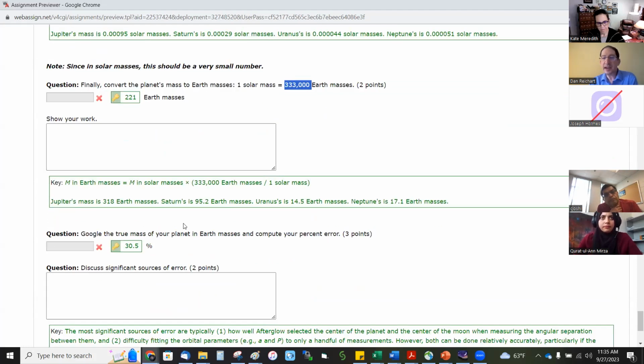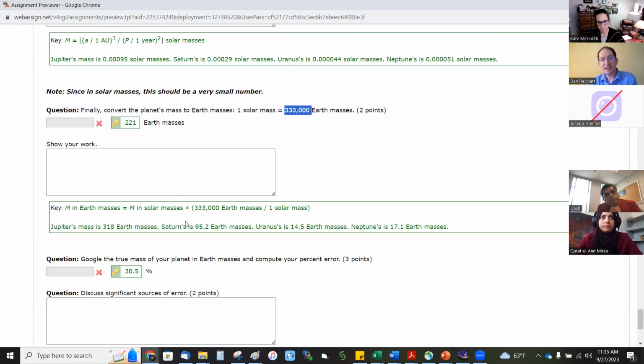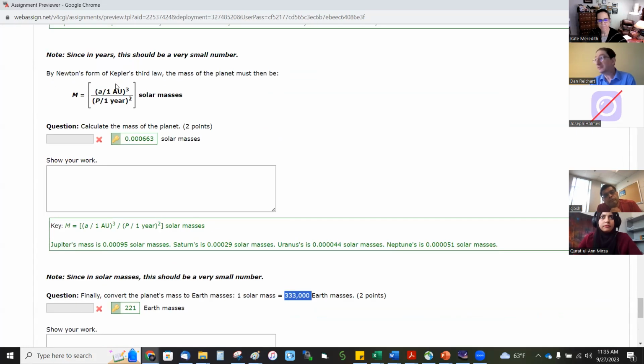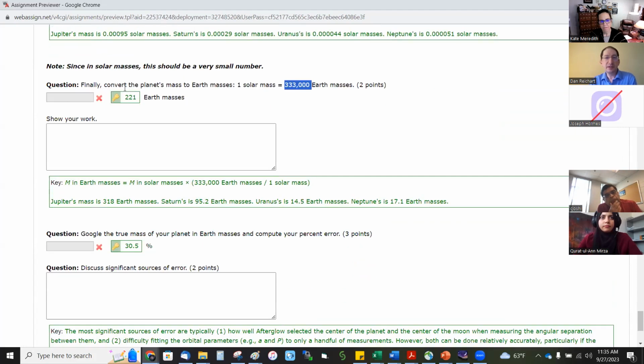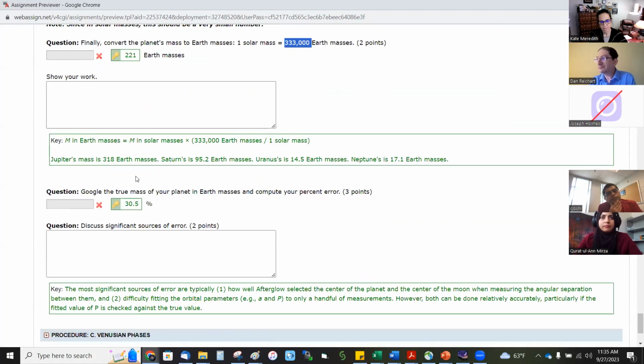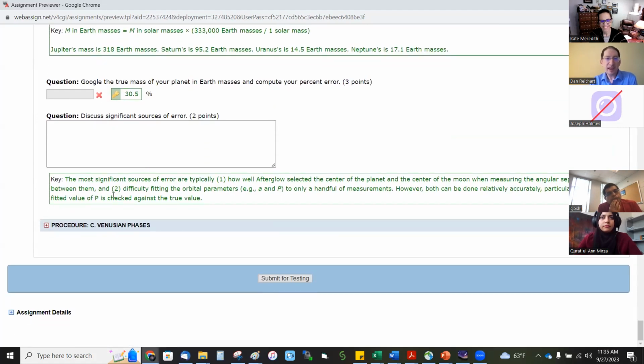You get a certain number of Earth masses. They calculate a percent error, which can be tens of percents. Because if they're a little bit off, particularly if they didn't have too many data points, you take that error, you cube it, take this error and you square it. That adds up. But still, if they're within a few tens of percent, that's good. And then they discuss their sources of error. How well Afterglow selected the centers. It's pretty good. Difficulty fitting the orbital parameters, A and P, particularly if they only had a handful of measurements.